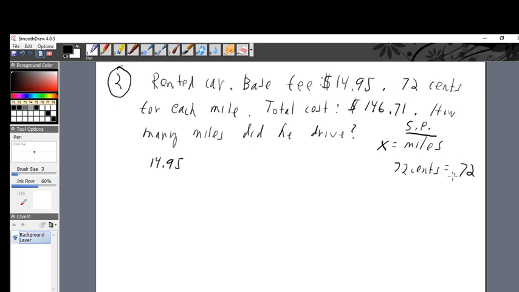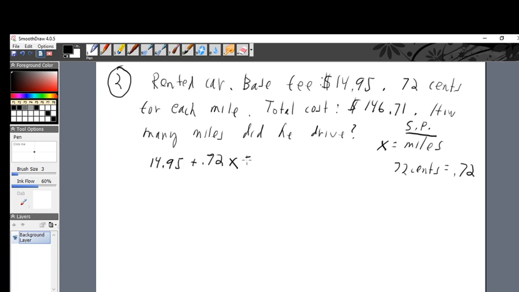This is a very important part of this problem, that we convert the 72 cents into dollars, 0.72. Now we can finish our equation over here. It's going to be $14.95 no matter what, even if you do nothing. Then it's 0.72 of a dollar, converted into dollars, 72 cents, for every single mile. No matter how many miles you drive, it's 72 cents per mile plus the base fee.